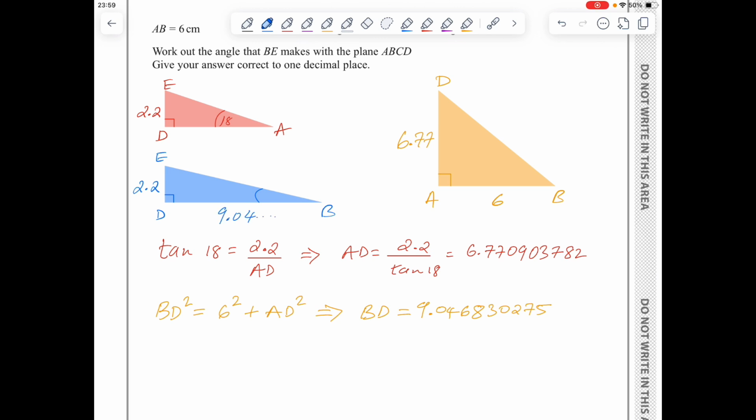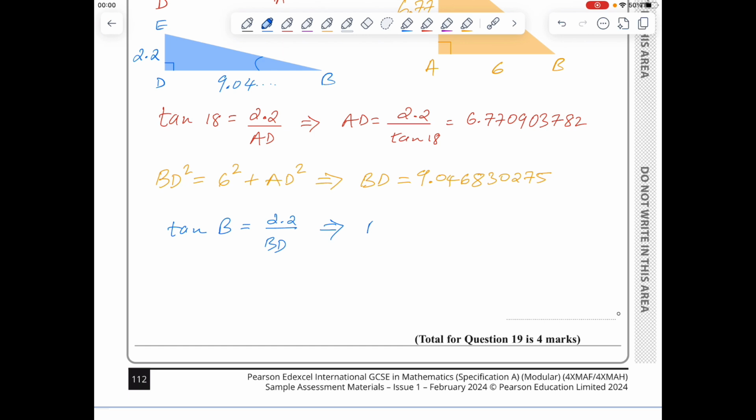And using the tan ratio, I can find the angle B. So tan of B is equal to 2.2 over BD. So angle B is the inverse tan of 2.2 over 9.04 and all the rest of the digits. Put this on the calculator and you get 13.7 degrees, correct to 1 decimal place.